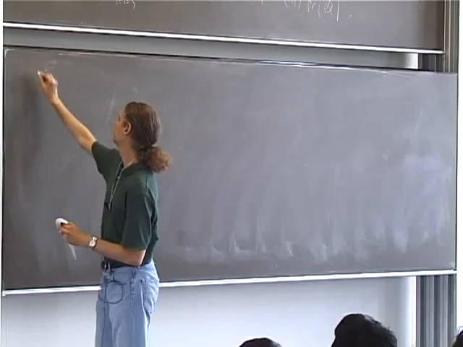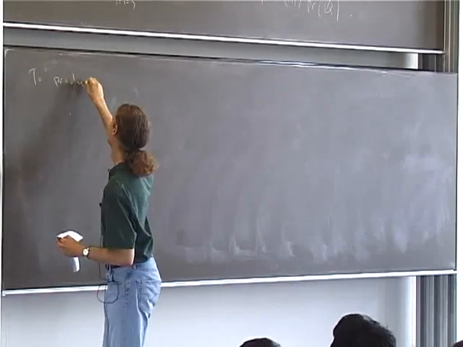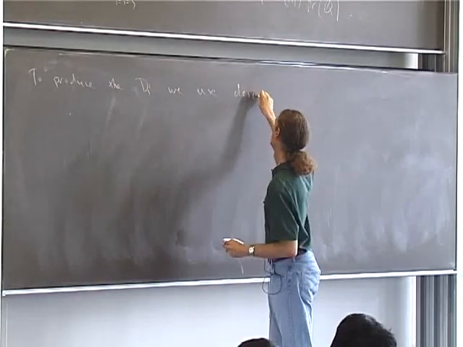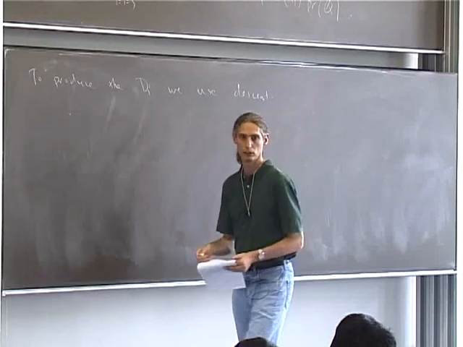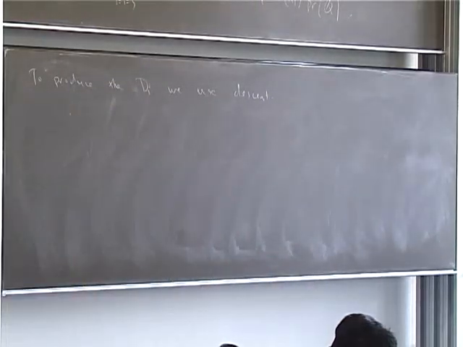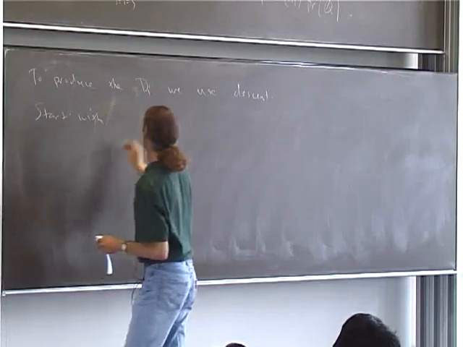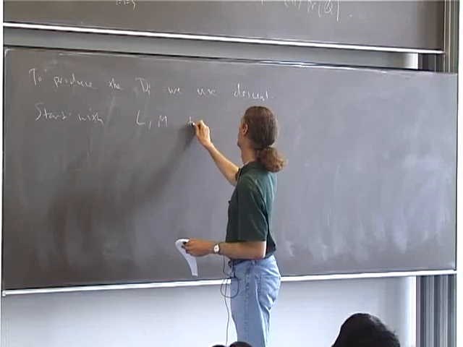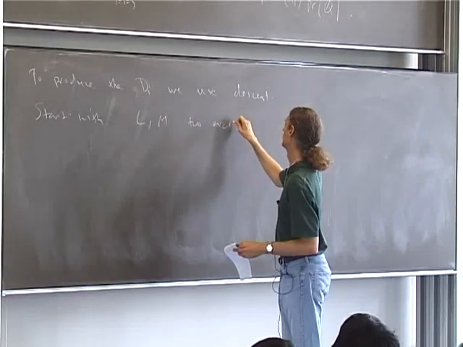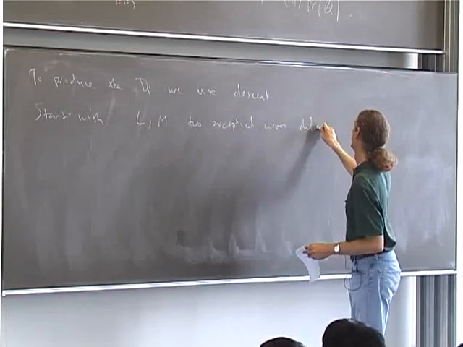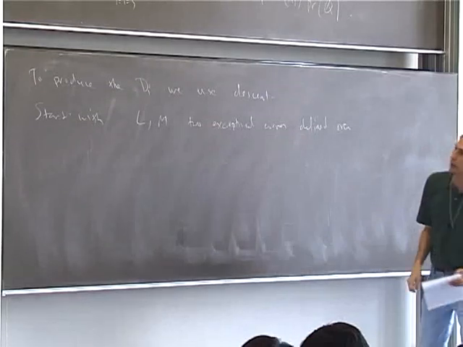And so to produce di, we use descent. So we know how to solve the problem up here. So we start with, so L and M are 2 exceptional curves over the big field, big K.